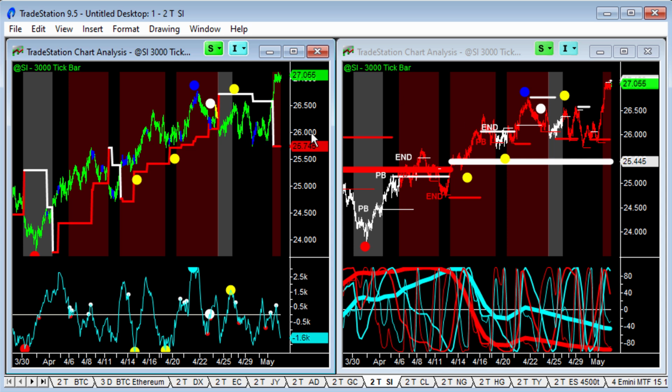If I was interested, I should have stepped in at 26. That was a nice little area where the professionals held it. As soon as we break above the highs of that sequence, that was a good entry there.